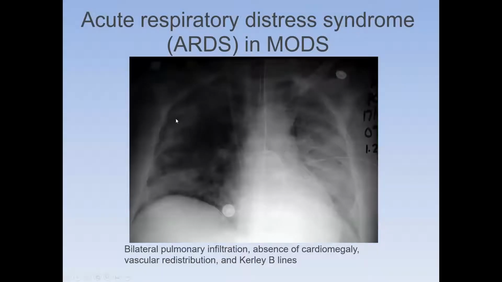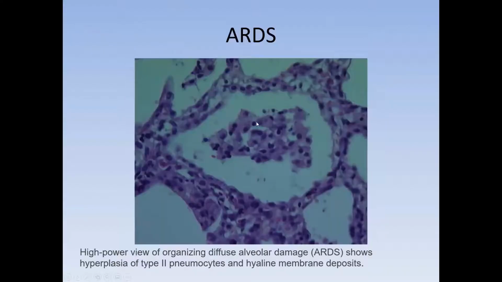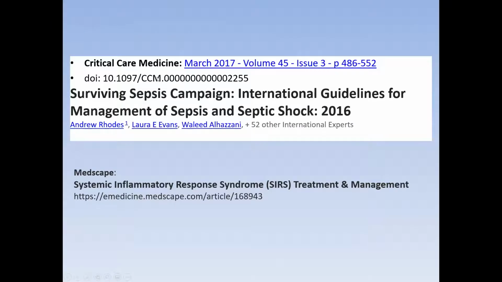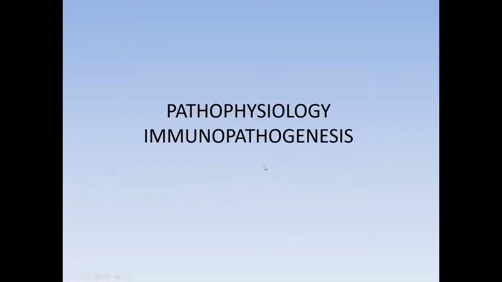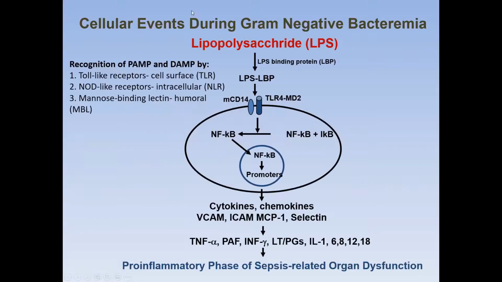This is just an X-ray of a patient with acute respiratory distress syndrome, where there are bilateral infiltrates in the lungs. And this is the histological picture. If you want to read more about this SOFA, you can refer to this site. Also, you can refer to Medscape. They have a very good review of systemic inflammatory response syndrome, treatment, management, pathophysiology, and so on.